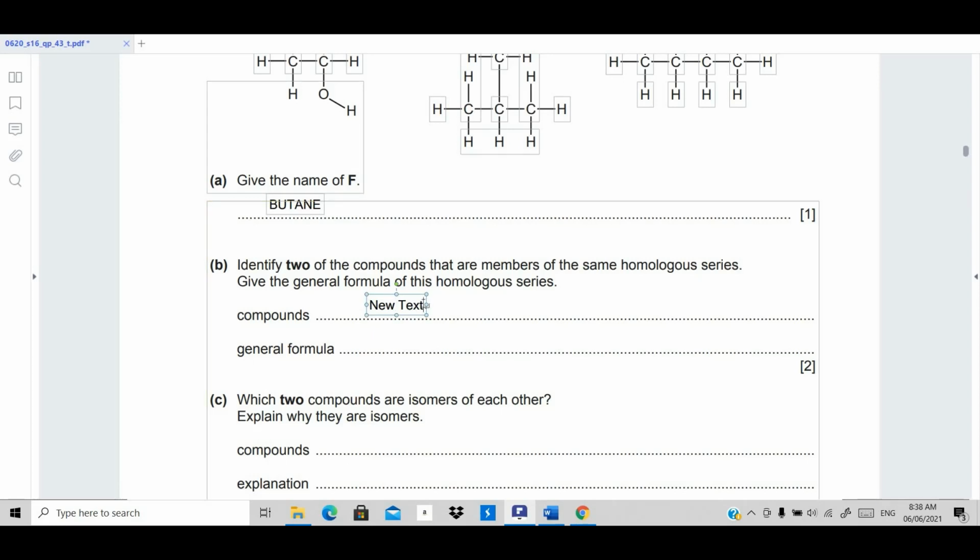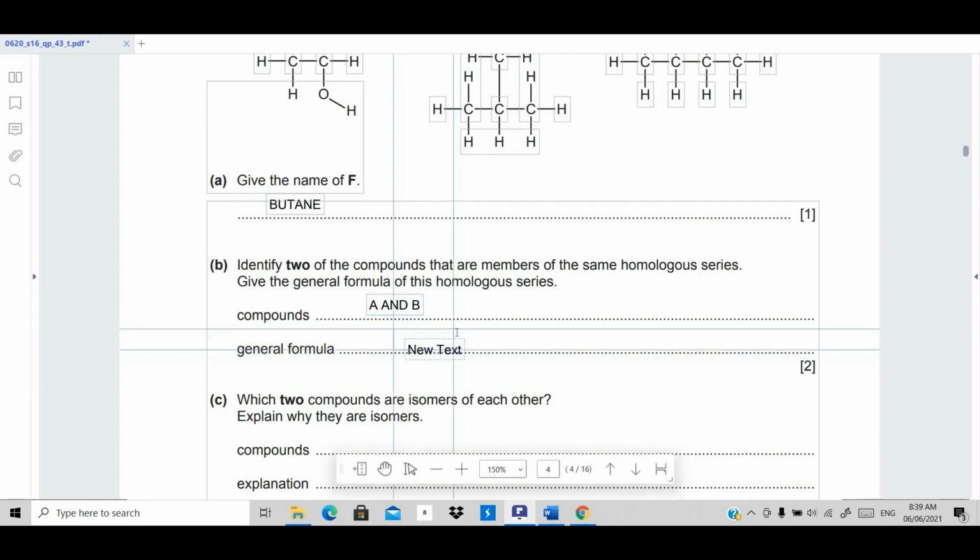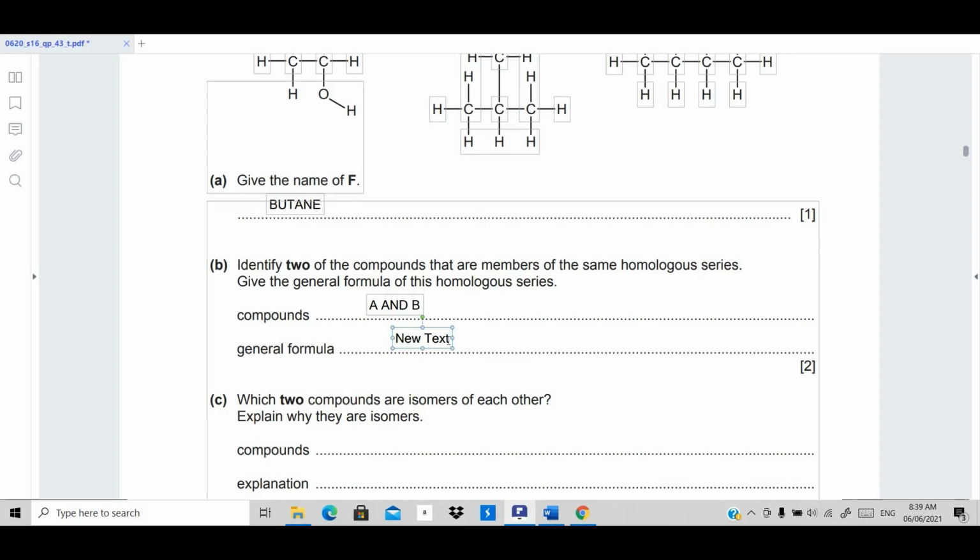You should be familiar with all the alkenes and their molecular formulas and structural formulas, everything. So I'll write here A and B. You should also be familiar with the general formulas of all the homologous series. The general formula for all alkenes is CnH2n. This is the general formula for all alkenes.